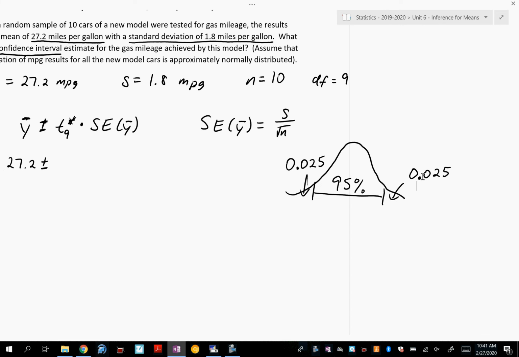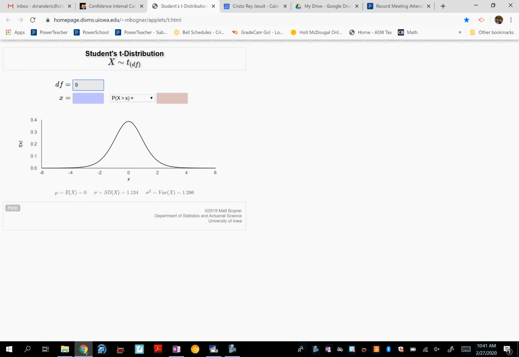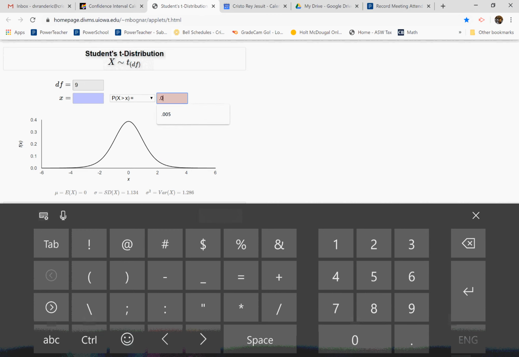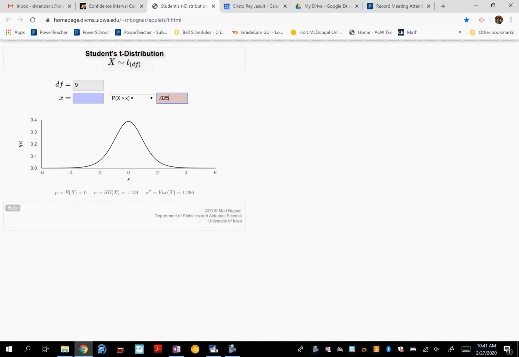If I plug in the tail area, I'm going to get a negative number. If you type in all the area to the left, 0.975, you get the positive version. It doesn't matter. It's your choice. My brain just wants to do that. So let's type it in right there, 0.025. The X is where it's going to give me the T value. You ready for this? So it gives me the T value.